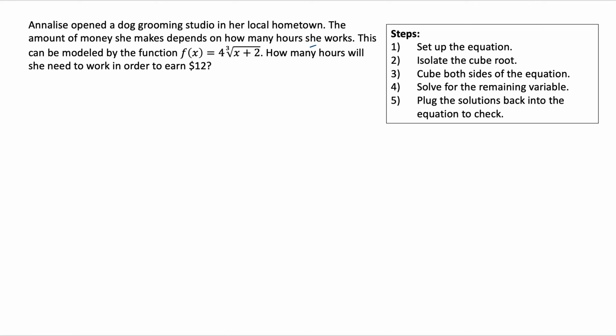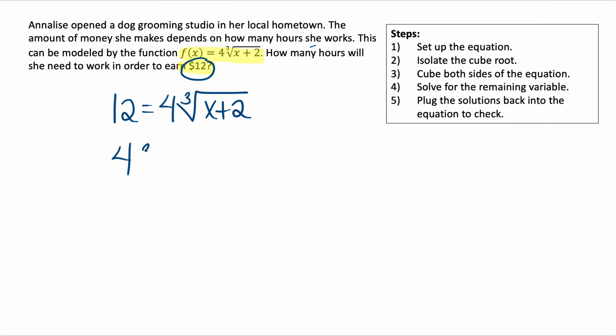When we do this problem, we're going to start off by setting up the equation. It tells us that how much money she earns is modeled by this function, and we need to figure out how many hours she needs to work in order to earn $12. So we can just plug $12 into this function. It's going to be 12 equals 4 times the cube root of x plus 2. If this bothers you, you can rewrite this as 4 times the cube root of x plus 2 equals 12.